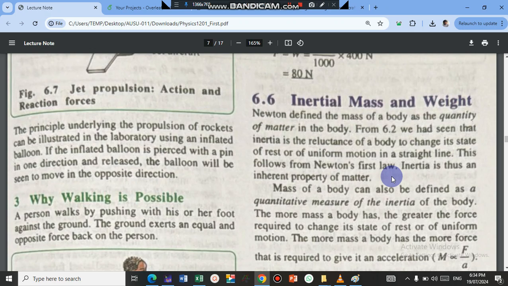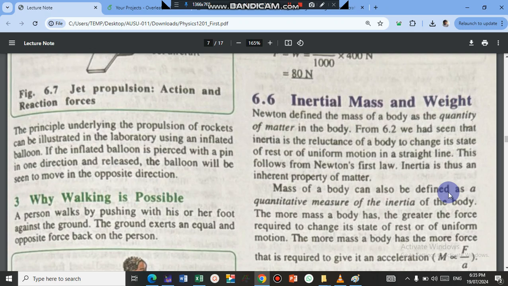Now, the thing is, how do we calculate inertia? We don't have a formula for calculating inertia in physics at all, but we can have an idea about it using mass. This is why the mass of a body can also be defined as a quantitative measure of the inertia of the body, meaning that if you calculate mass, you can have an idea how large or small the inertia can be. The inertia of a body is high if the body has large mass. The inertia is less if the body has small mass.